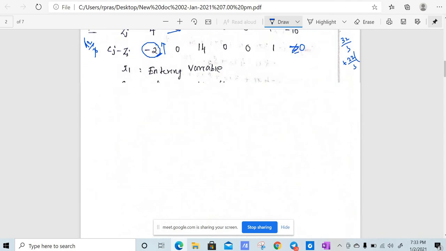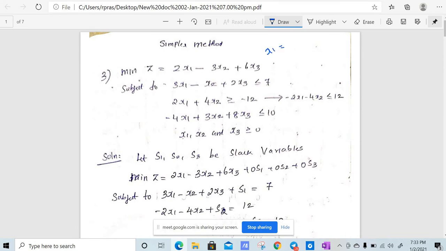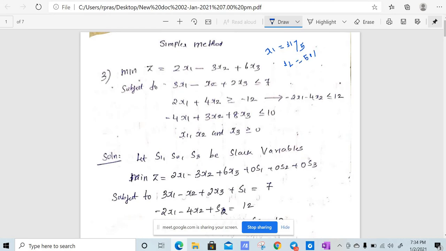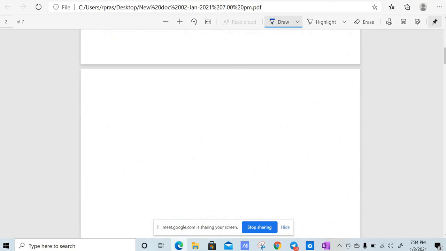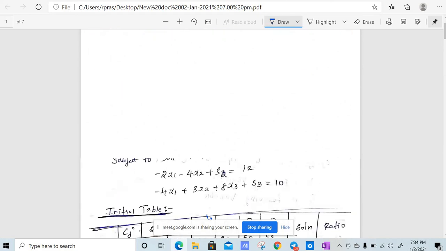If you substitute these three values, you can also check your answer. If you substitute x1 equal to 31 by 5, x2 equal to 58 by 5, and x3 equal to 0, you will have the minimum value. If we simplify this, you will have this value, which is minus 112.5. You can cross check whether your answer is correct or not, right? Whatever value you get, you have to get if you substitute x1 and x2 in the question.